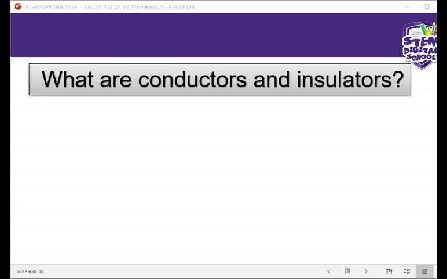Okay, so metals, guys, metals are mostly conductors, right? So don't say metals are insulators. Metals are usually conductors.